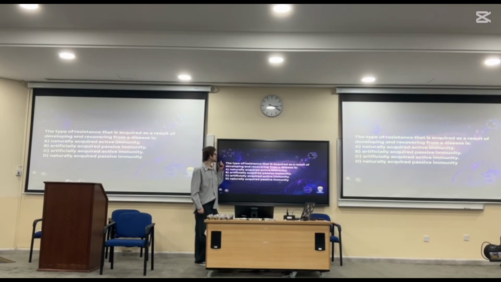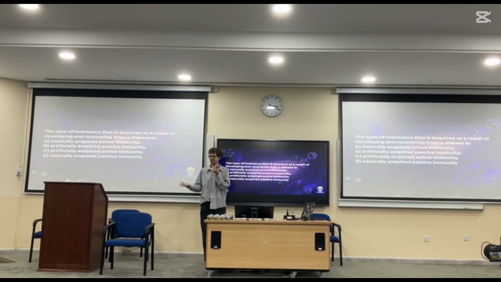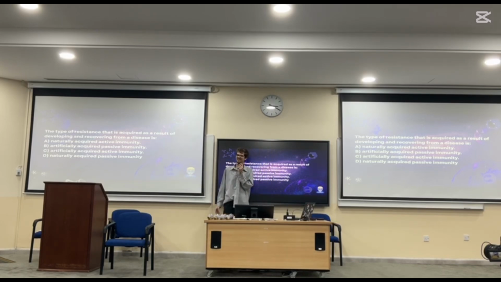The type of resistance that is acquired as a result of developing and recovering from a disease is, yes, naturally acquired active immunity. This is very basic, and I'm using these questions to revise a specific aspect of the chapter because it's kind of like something you've already known from grade 10. We've all heard natural active, natural passive, artificial active, artificial passive. From grade 10, 11, 12, we're bored of it. So just any questions you find online, that'd be really helpful.